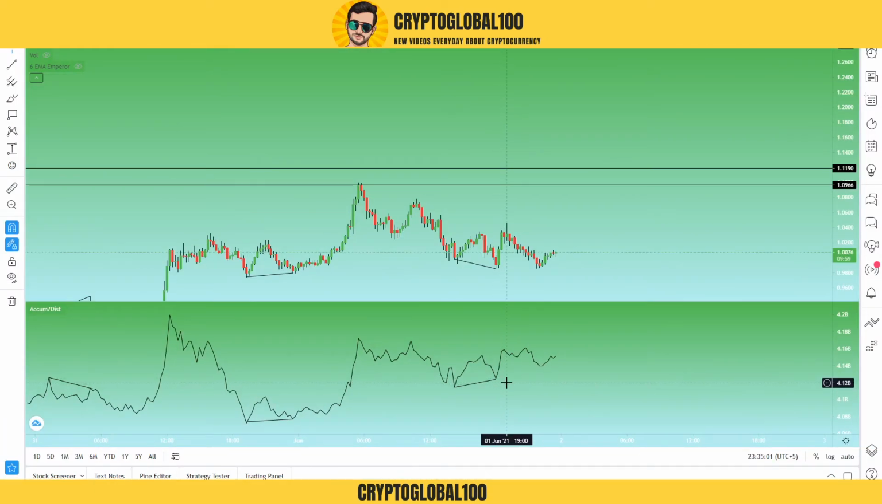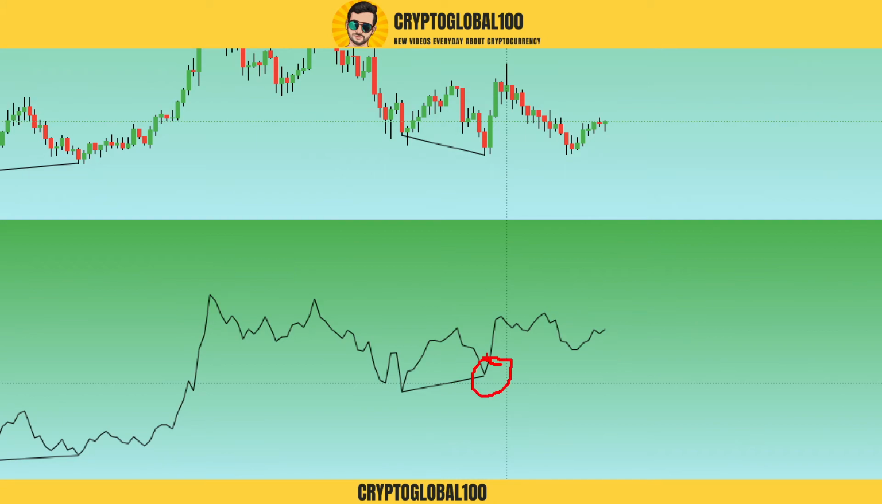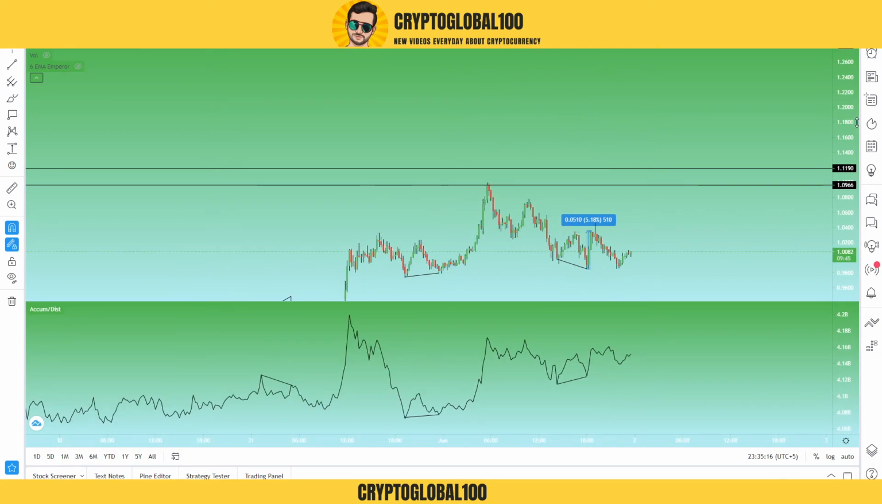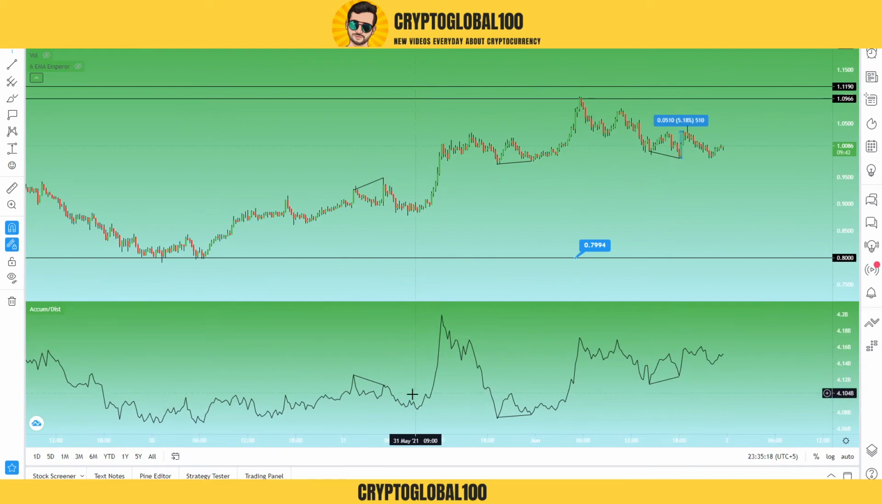That's how you can understand what the price is doing, what the market is doing right now. Is there accumulation going on? And you can see here, if you would have entered here, you could have made a profit of 5% as a quick scalp during this ranging market. So this is basically very important.